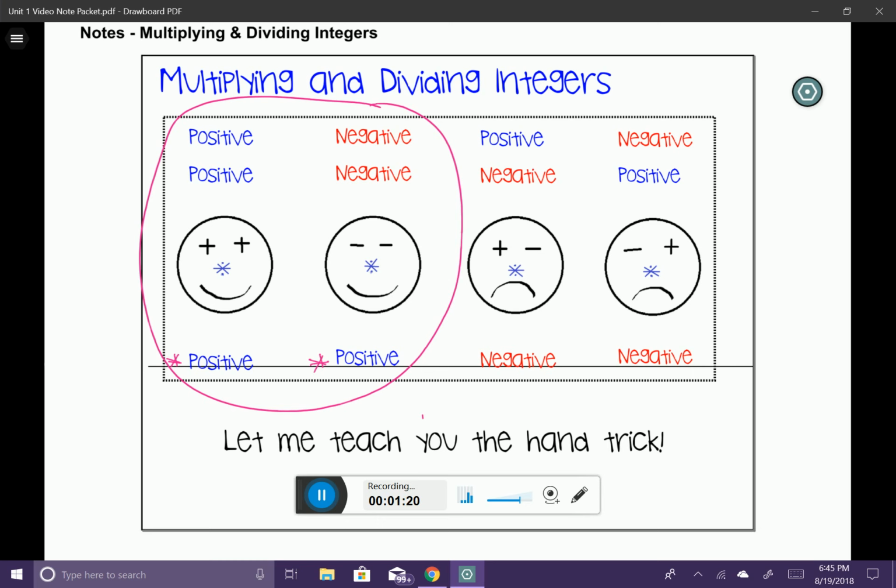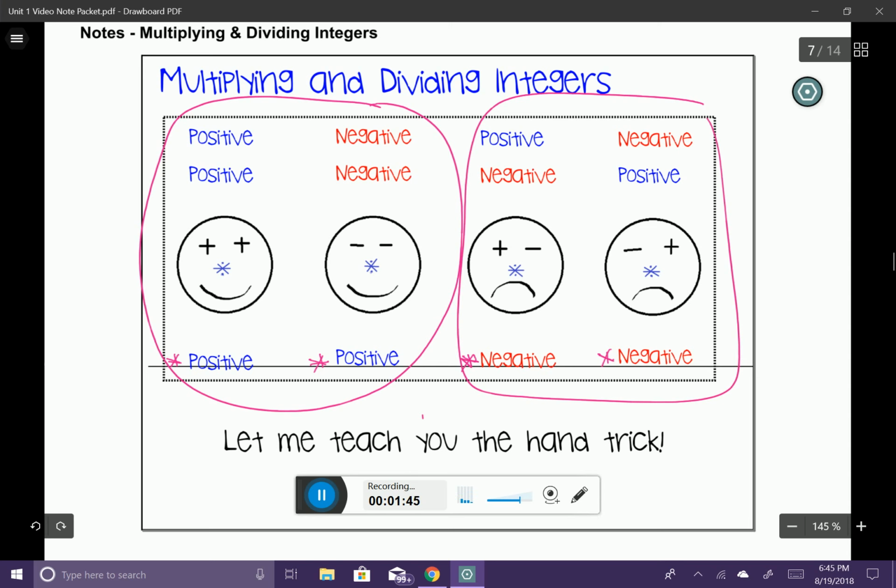Likewise, on the other hand, if you have two numbers that have different signs, such as a positive number and a negative number, you're going to end up with a negative answer. And likewise, if you start with a negative number and then have the second number be positive and you multiply or divide them, you're going to get a negative number as well. So you can see that it kind of separates the two here.